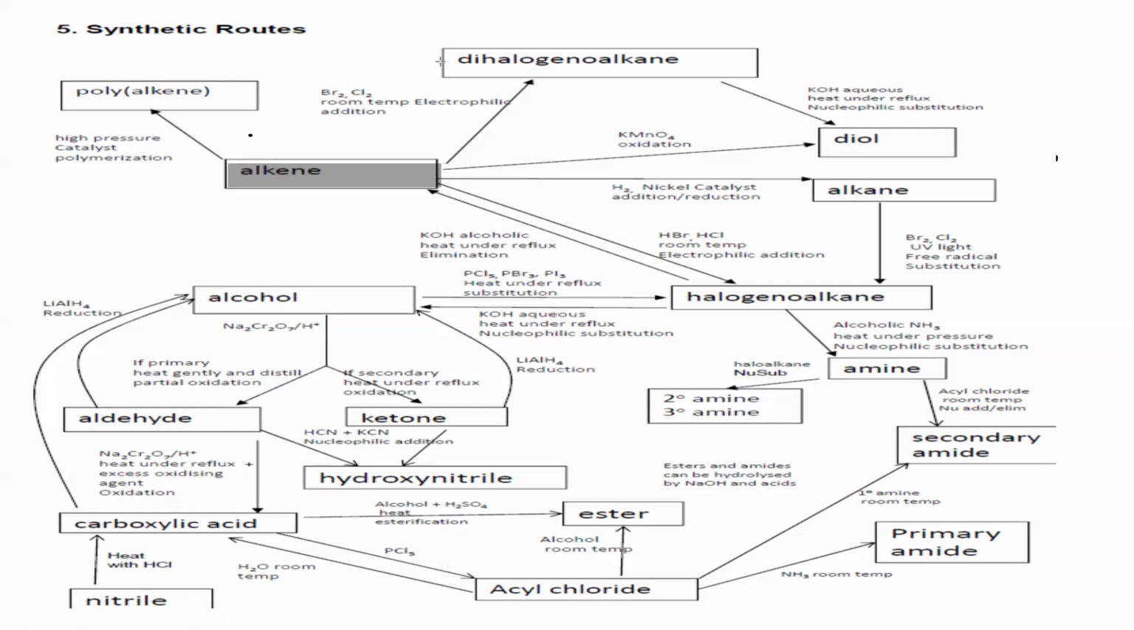If we start with alkene and react it with a halogen like bromine or chlorine at room temperature, the mechanism will be electrophilic and the type will be addition. As a result, it will produce dihalogenoalkane, which means two halogen atoms are attached to a carbon chain. But if you have alkene and you do oxidation, it will result in the formation of diol.